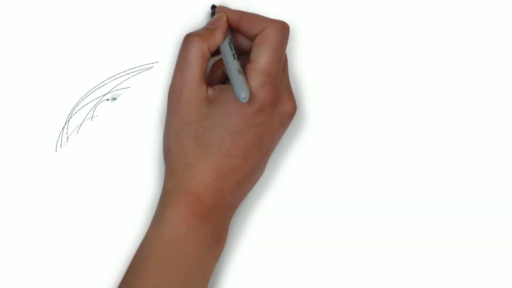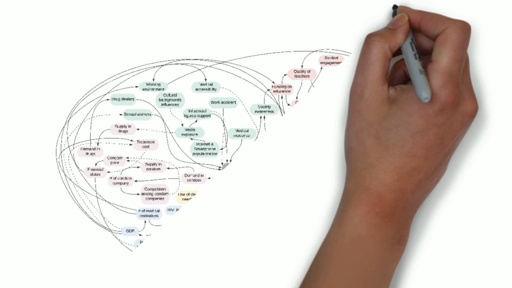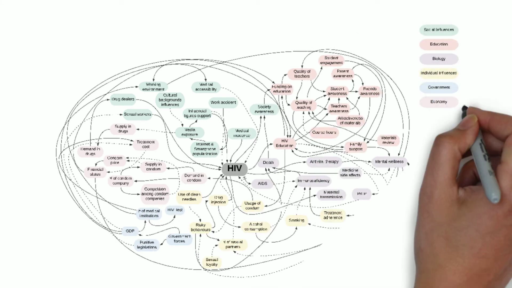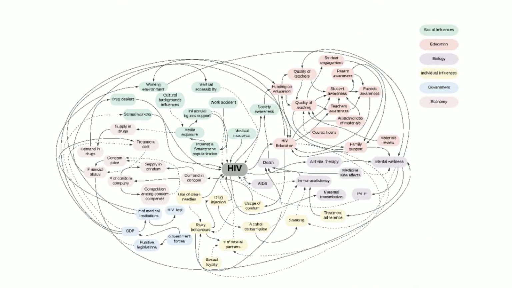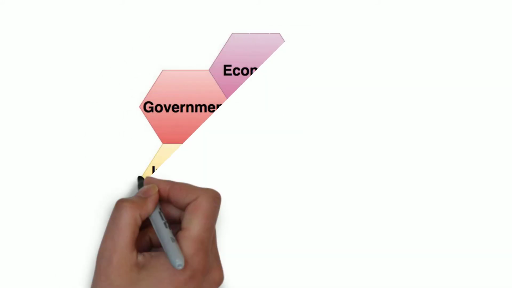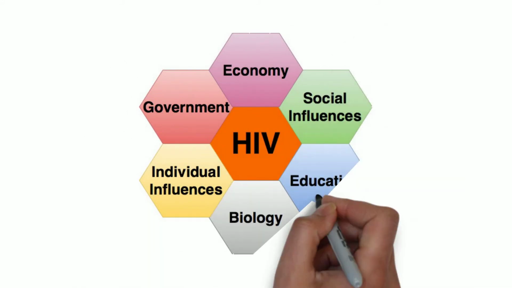was discovered in 1981. We created a causal loop diagram to show that HIV can be influenced by multiple factors, including social influences, education, biology, individual influences, government, and the economy. Before designing an intervention, it is important to understand the interrelationship between these elements.